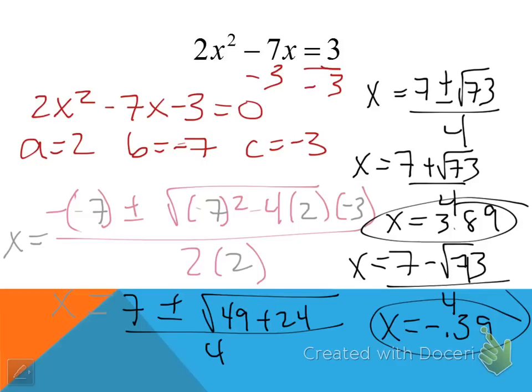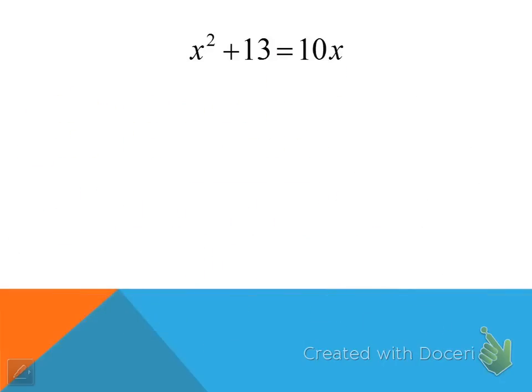The reason that we have to press enter and then divide our number by 4 is because this 4 is divided by everything. Okay, it's not just divided by something specific. Okay, so we have to figure out what 7 plus the square root of 73 is, and take that divided by 4 because that 4 is divided by the 7 and the square root of 73. Okay, so let's try this last one.